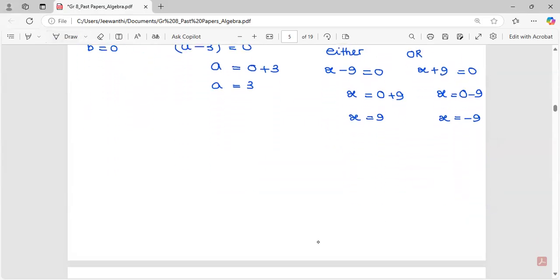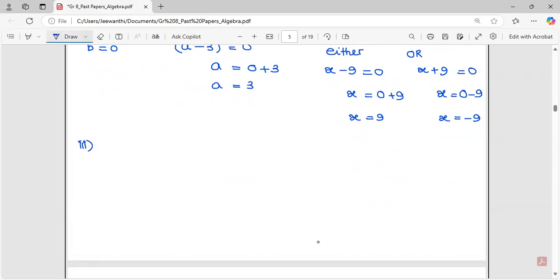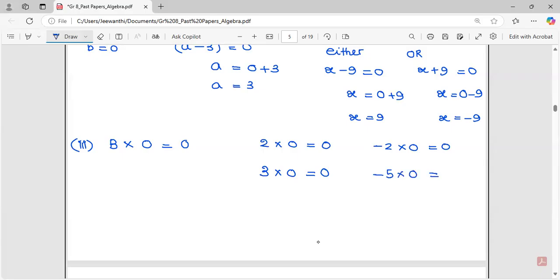Part 3, I will write it. If they have mentioned b into 0, the answer is 0, what is the value of b? It can be anything. You just imagine 2 times 0, what is the answer? It is 0. 3 times 0, what is the answer? It is 0. Negative 2 times 0, what is the answer? 0. Negative 5 times 0, what is the answer? 0.